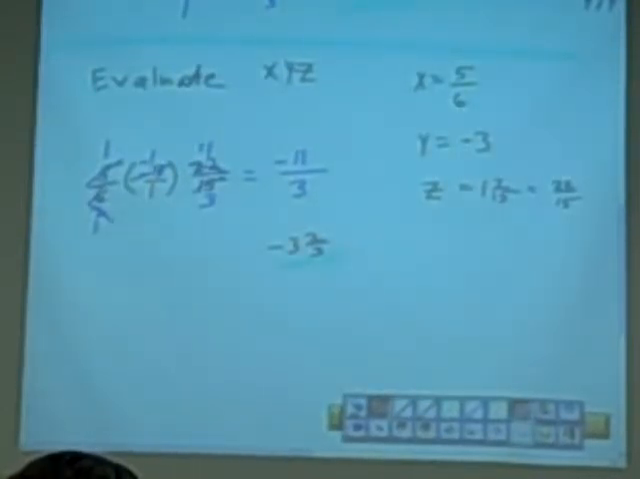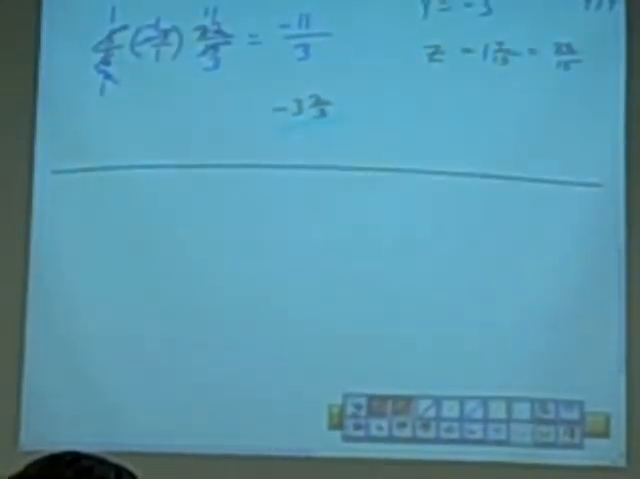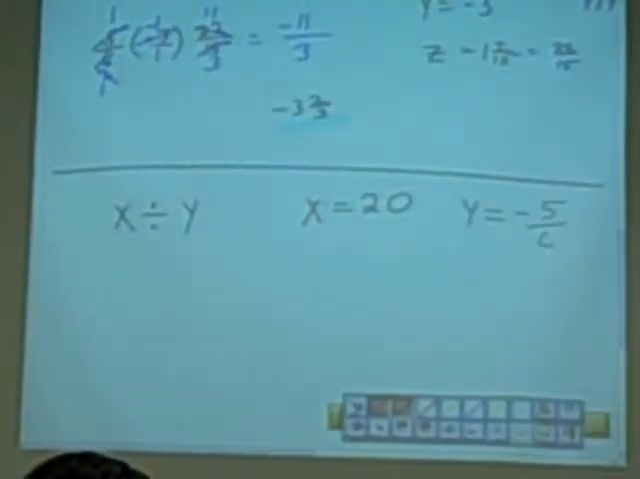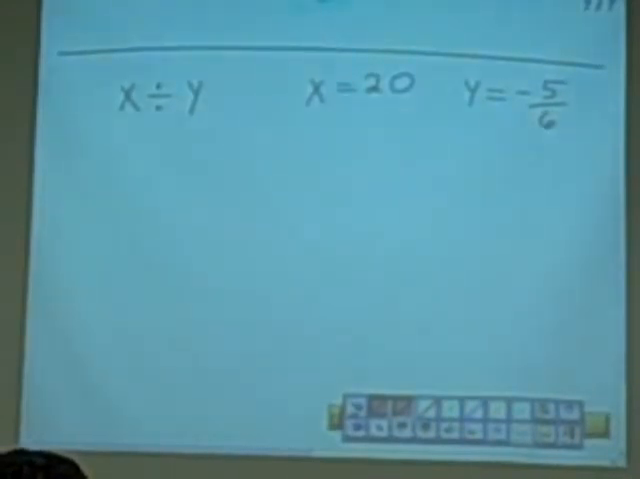Okay, here we have x divided by y, when we have x equals 20 and y equals negative 5/6. Okay, go ahead and try this one out. Substitute in, and then go ahead and work it out. And while you're doing that, I'll work this one out here.